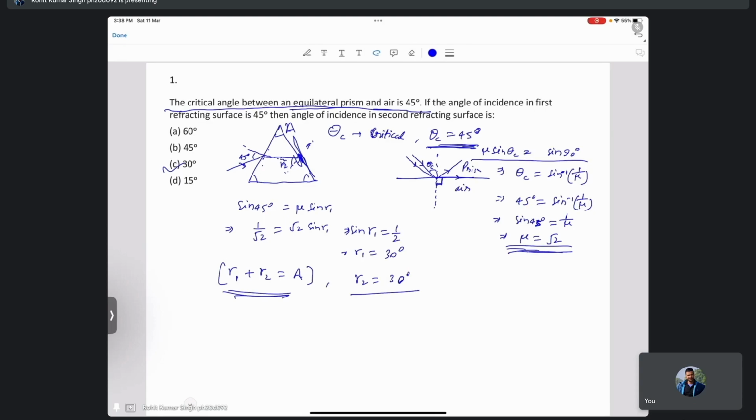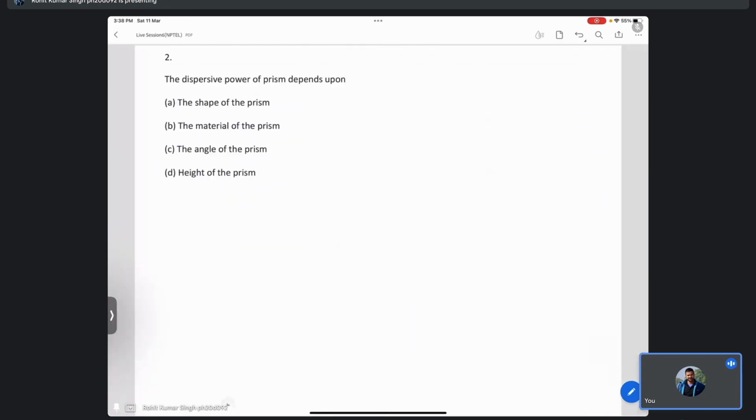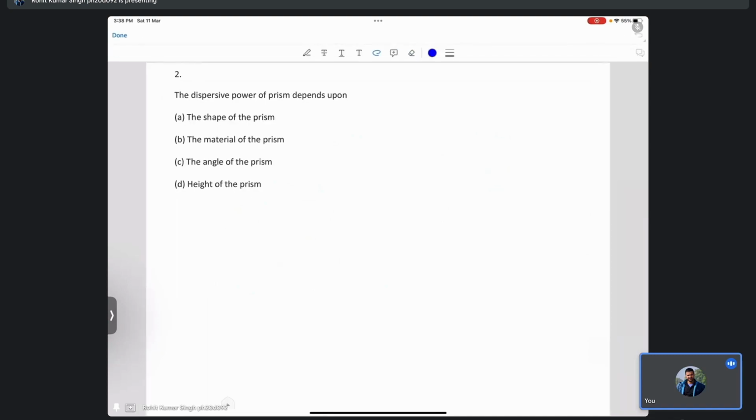Okay, so then let's move to the second problem. Here, the question is: the dispersive power of prism depends upon. So just now I showed you the dispersive power formula, which was angle of deviation for violet minus angle of deviation for red, over the mean deviation. Okay. So which of the following options do you think is correct? Does it depend on the shape, or material, or angle of the prism, or height of the prism?